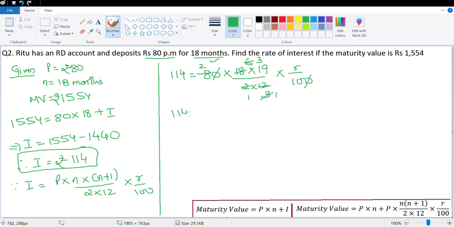Which means 114 is equal to, in the numerator I have 2, 3 and 19. So 6 into 19 R. Which means R would be equal to 114 upon 6 into 19, 114 into 10, there is a 10 here, my mistake. Let me just rewrite this.